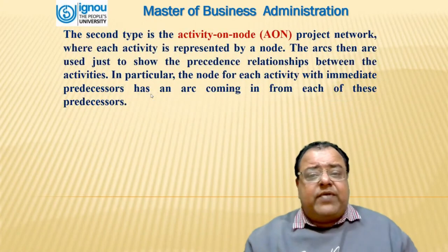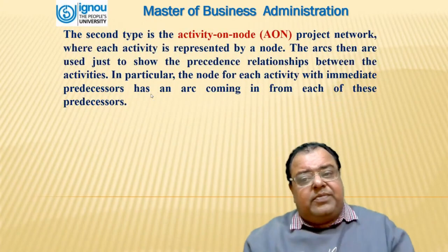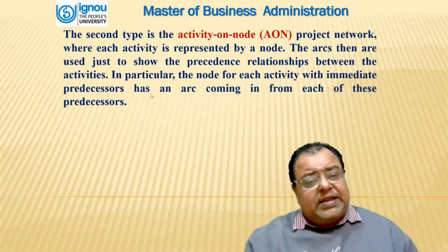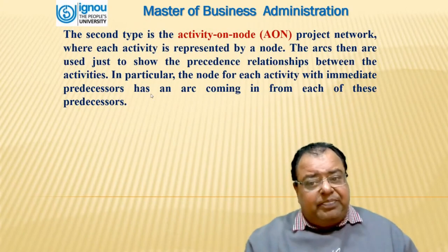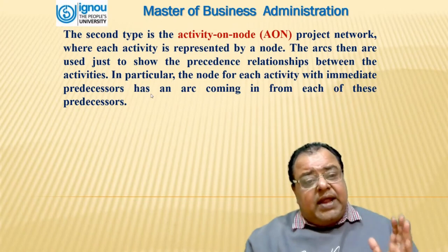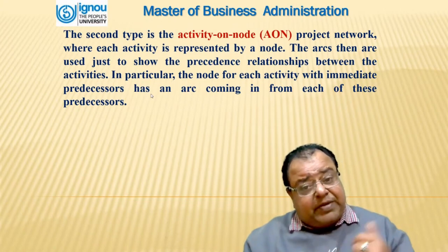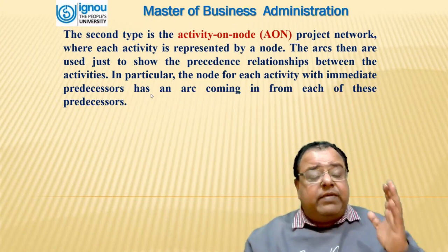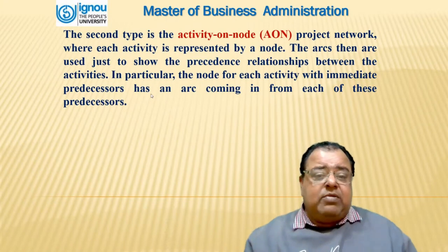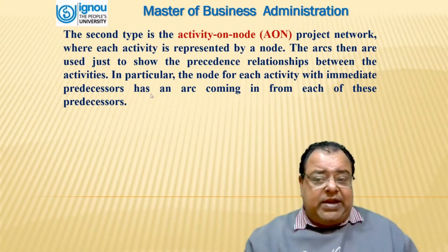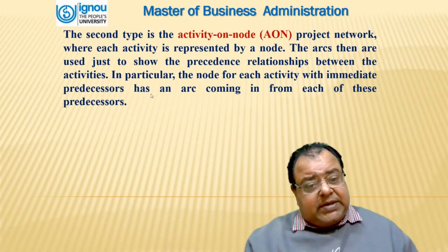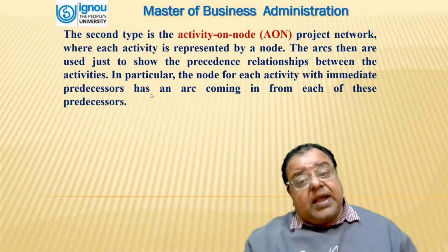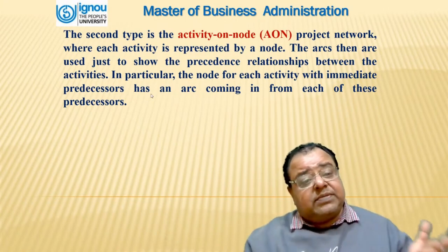The second type is the activity on node project network, where each activity is represented by a node. The arcs then are used just to show the precedence relationship between the activities. In particular, the node of each activity with immediate predecessors has an arc coming in from each of these predecessors.